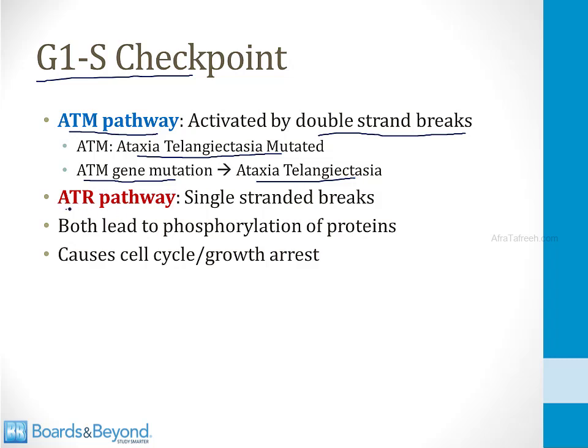The other pathway is called the ATR pathway. This pathway is activated by single-stranded breaks in DNA. Both pathways lead to phosphorylation of proteins, and via phosphorylation of proteins, both pathways can cause cell cycle and growth arrest if there is DNA damage in the G1 phase.